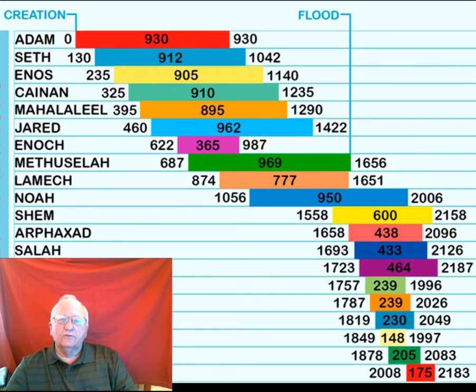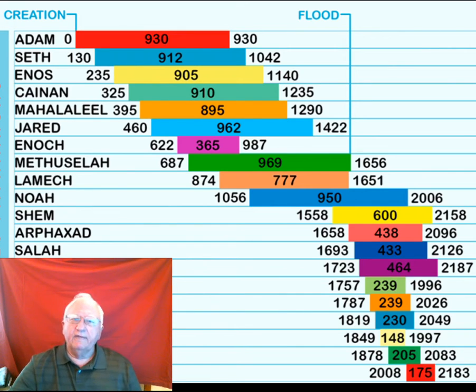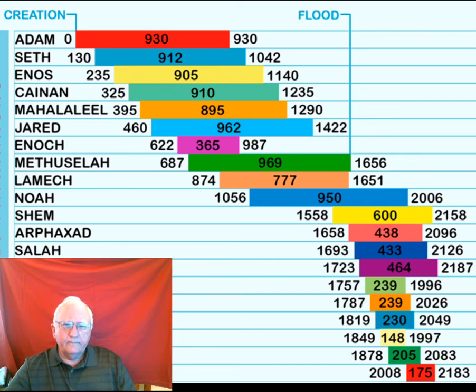The chart shows that Enoch was taken 987 years after creation. Noah was born 1,056 years after creation. So even in a time where people lived extremely long lives, Noah never met his great-grandfather, Enoch. Enoch was dead before Noah was born.